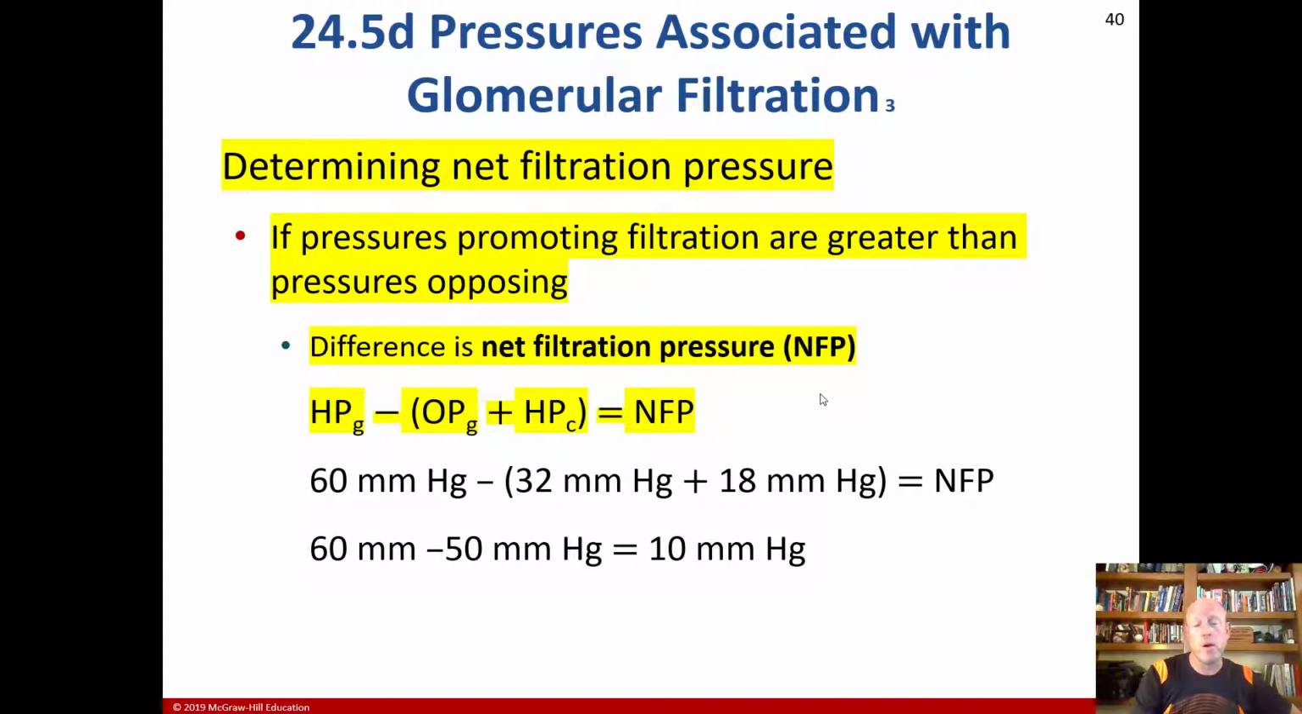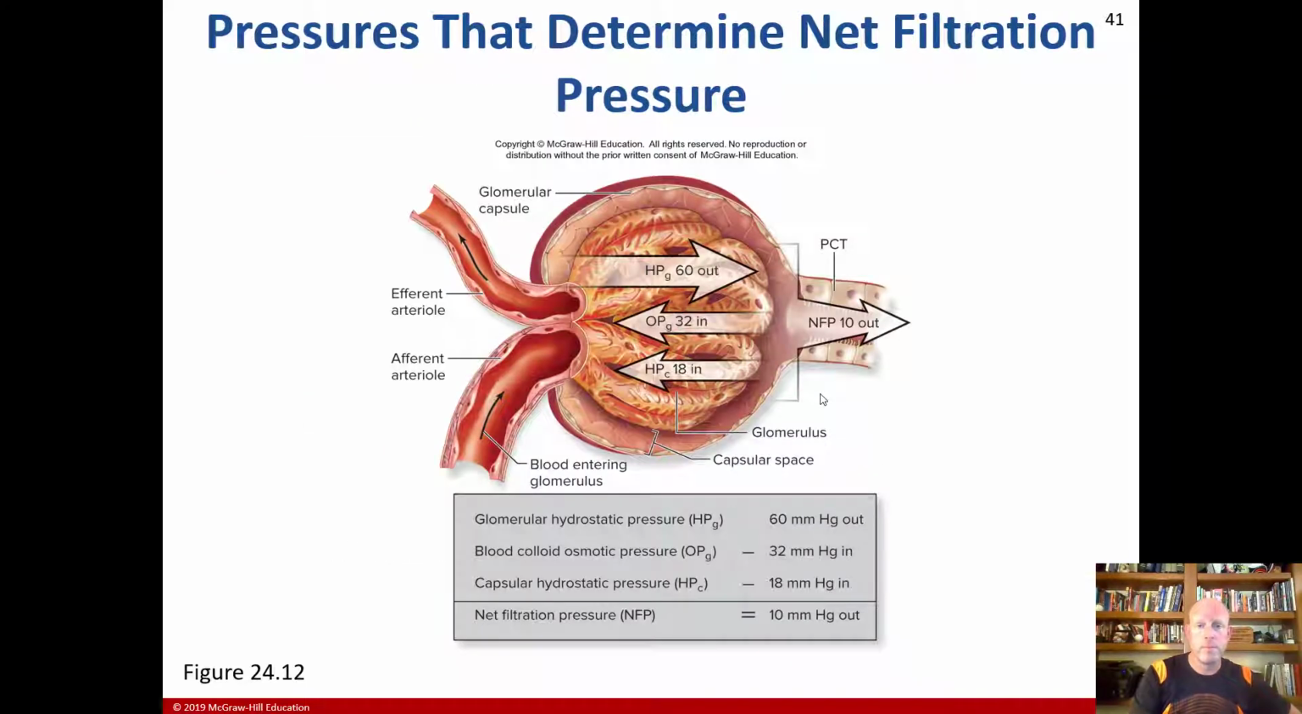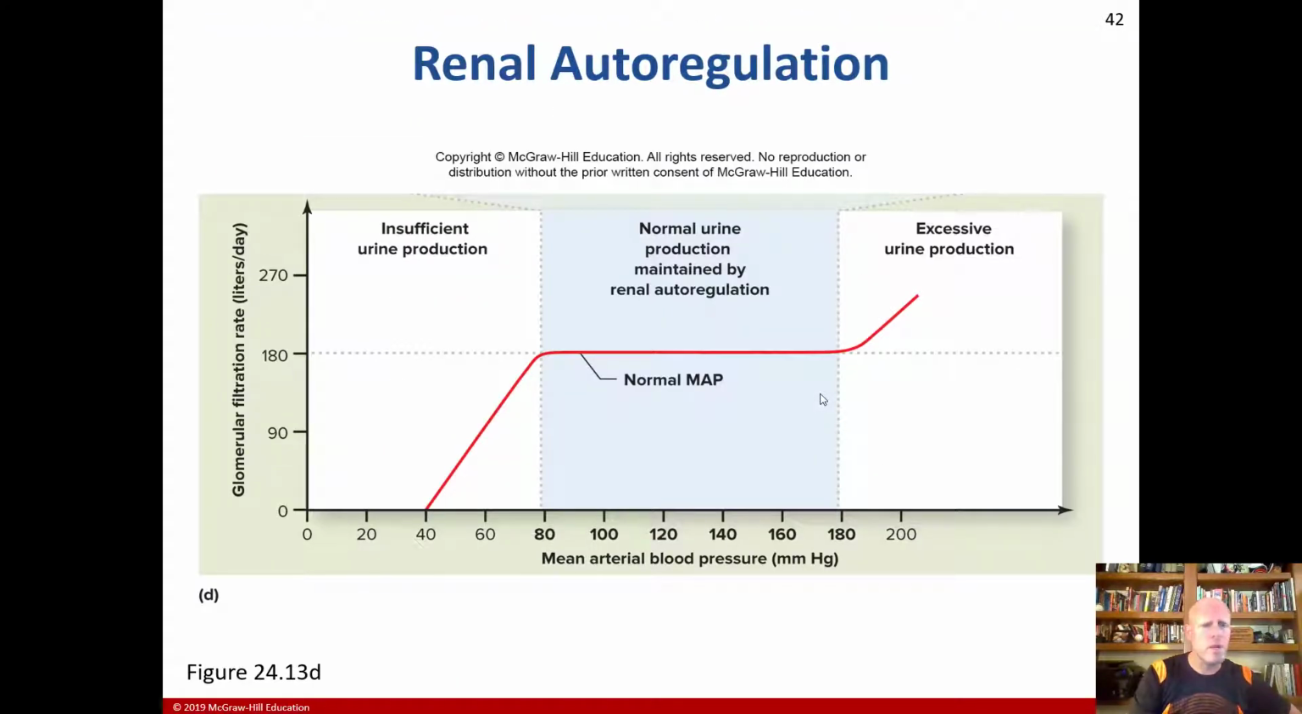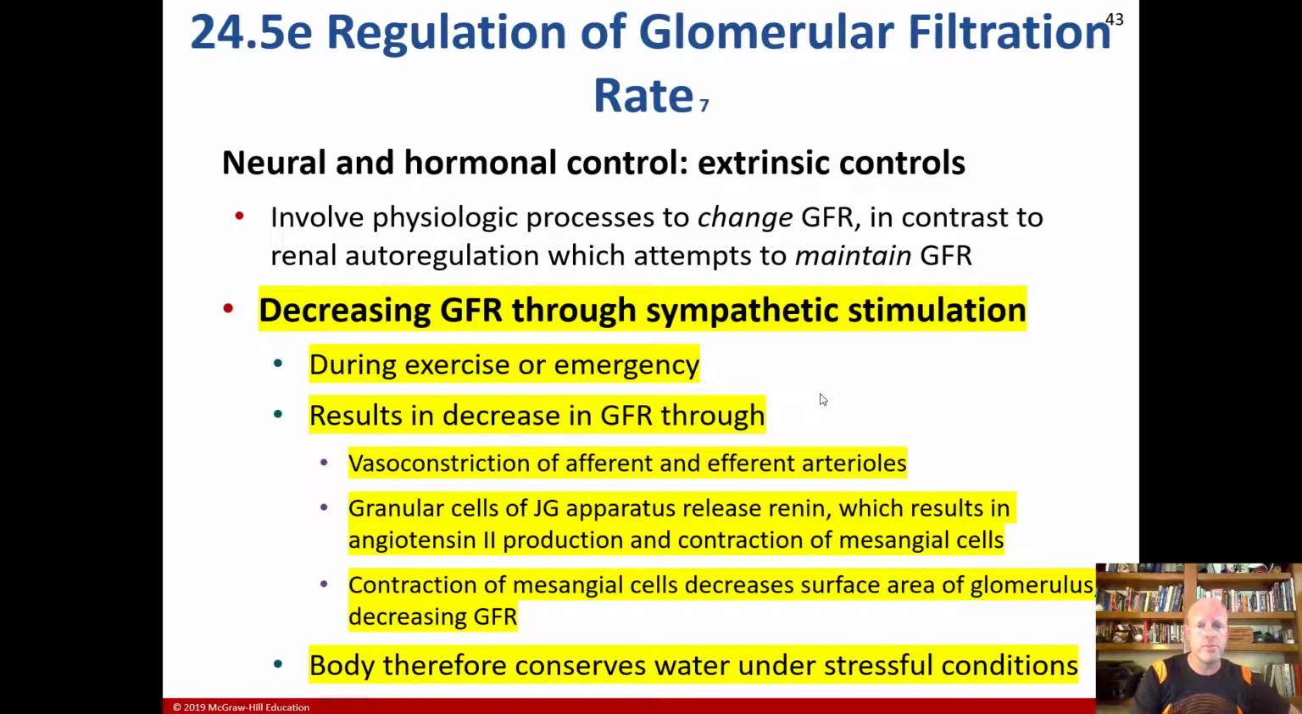And of course, relating to that, determining net filtration pressure: understand the basics. You're not going to have to perform that formula or do any math, but you should understand the relationships with net filtration pressure. Renal autoregulation, even though it's not a specific question, is going to help you with potentially a couple other questions, so I left that one in there.